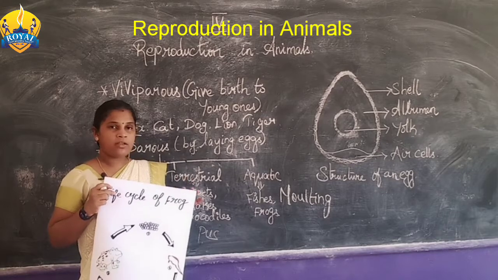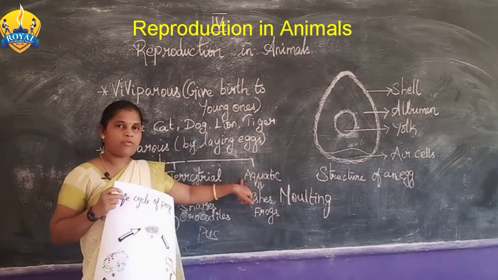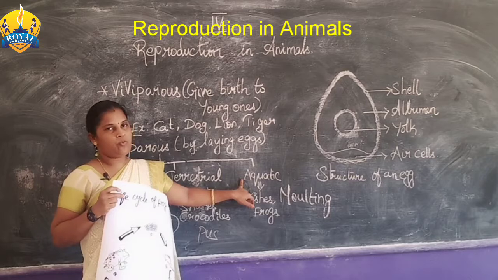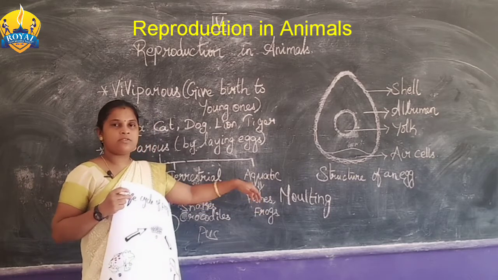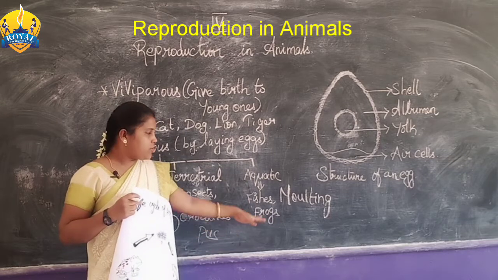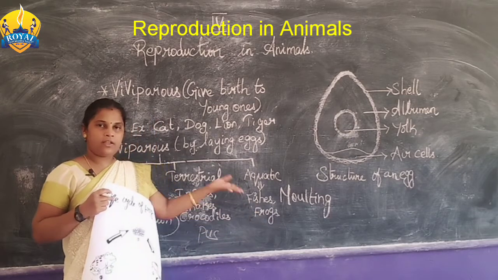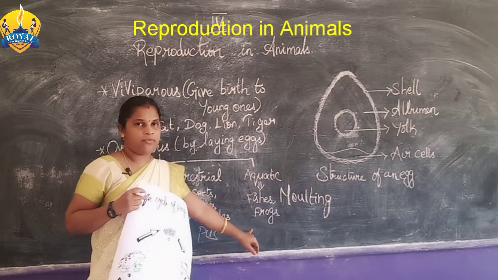Okay. Next, we see the aquatic oviparous animals. What is aquatic? Aquatic means water. So we are going to see the water animals which lay eggs. What are the animals which lay eggs in water? Fishes and frogs, that we all know, right?